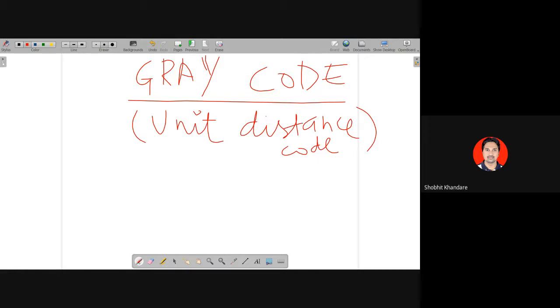For each and every decimal number. So all of you are there with me now. We will understand what a gray code is, and why it is called a unit distance code. So are you there with me?